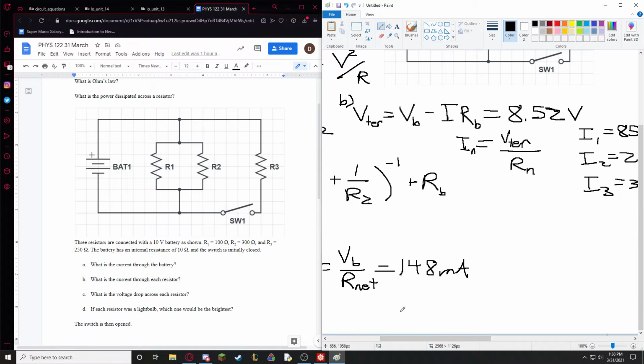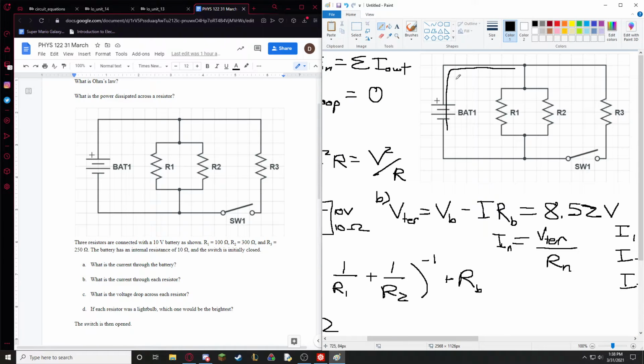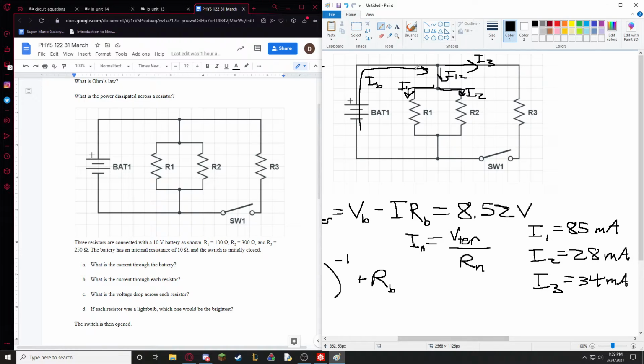So if we have the current through the battery here, which we'll call IB, then IB is going to split at this junction into I3 and, we'll call it I12, just to make things easy. And then I12 splits into I1 and I2. So I12 is going to be I1 plus I2, so we can check that.